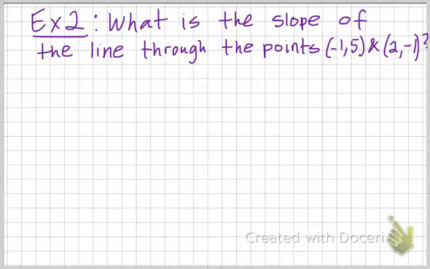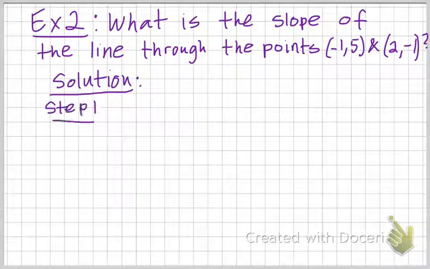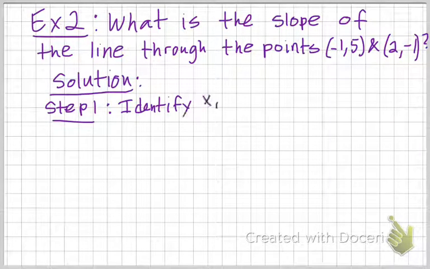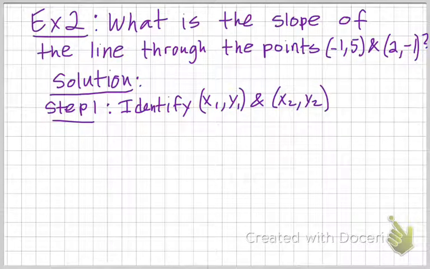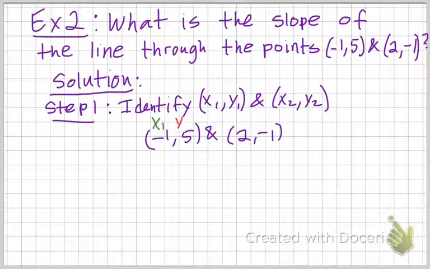So what we'd like to do first is we have a 2-step process for our solution. Step 1 is identify the correct subscripts. Notice the 1's go together and the 2's as subscripts go together. So x1, y1, and x2, y2. So we're just going to identify by actually writing right above the coordinates x1, y1, x2, y2.